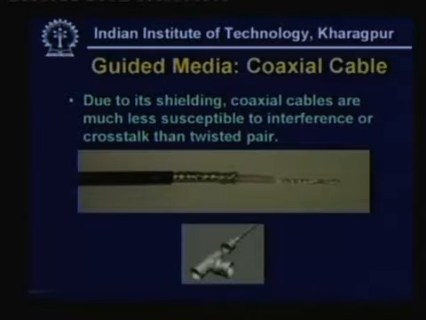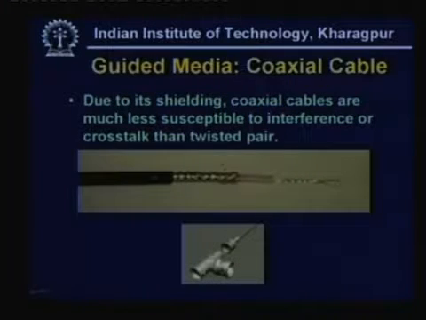And because of this shielding, coaxial cables are much less susceptible to interference or crosstalk than twisted pair. So what possibly can be done? The outer conductor can be grounded, and as the outer conductor is grounded, the inner conductor is shielded from interferences and disturbances, and that helps to reduce the crosstalk. The crosstalk in the case of coaxial cable is much less than twisted pair of wire.